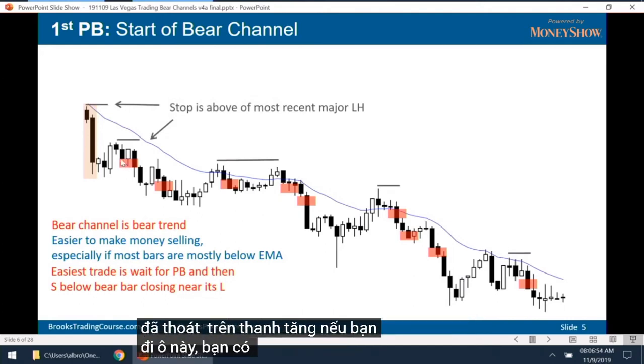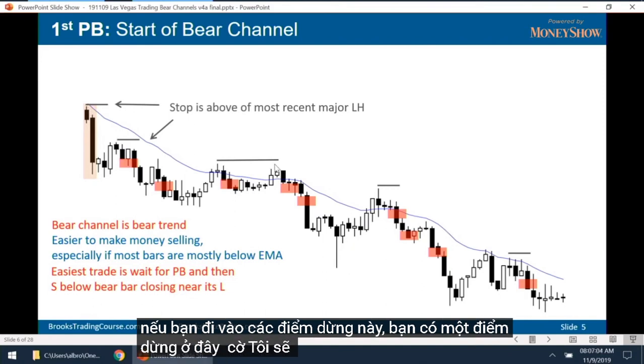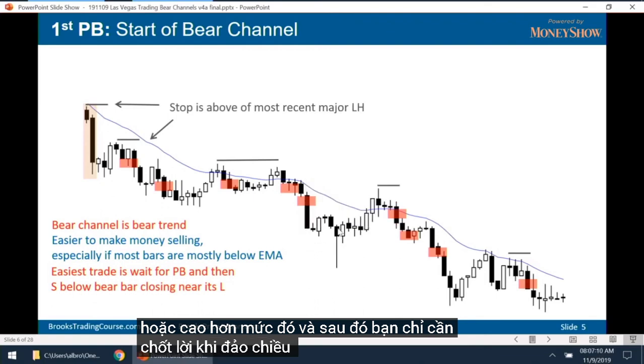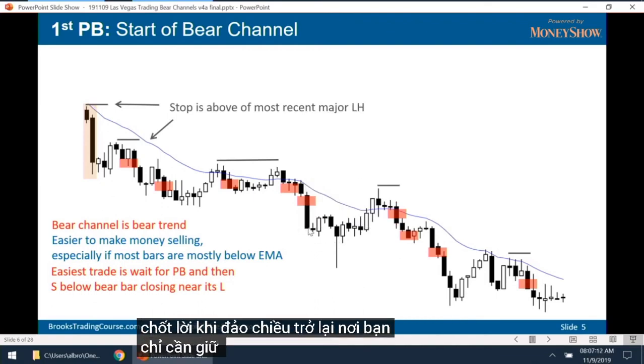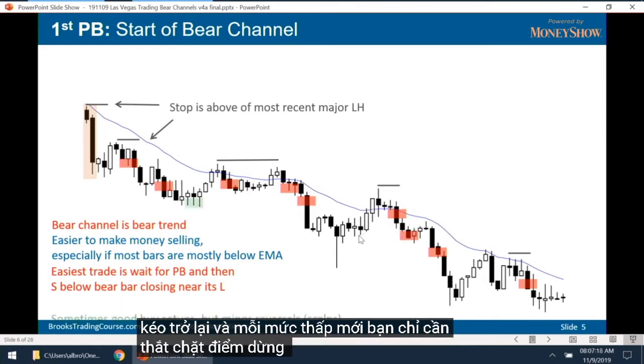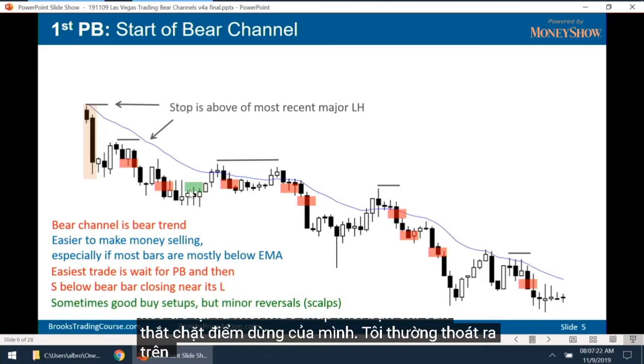If you take this sell, you could put a stop here, or you could put a stop up there. If you enter on these stops, you have a double top bear flag. I'd put a stop either above that or above that. And then you just take profits on a reversal back up, where you simply hold all day, and after each new pullback and each new low, you just tighten your stop. I typically get out above a bull bar.